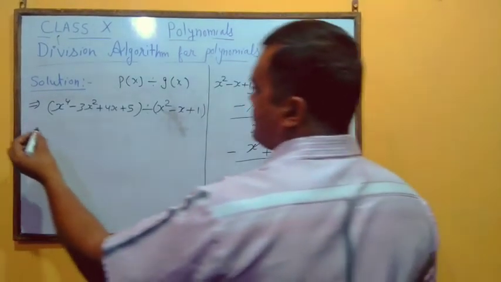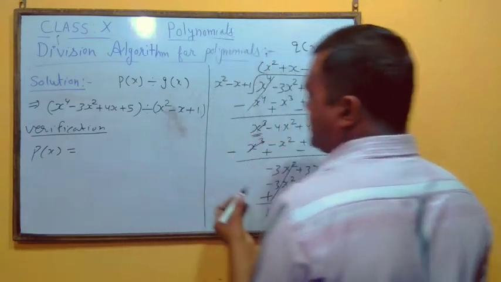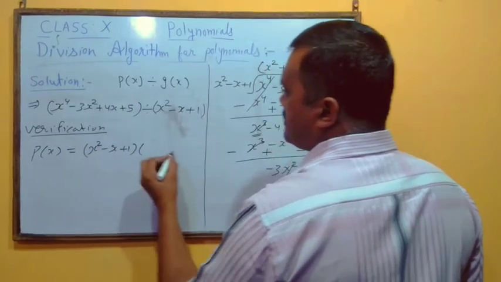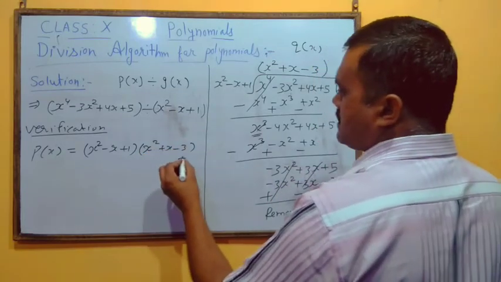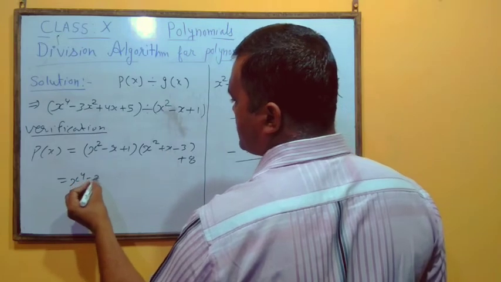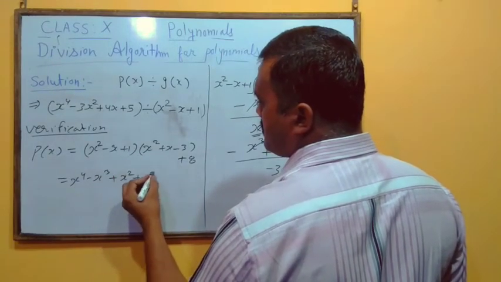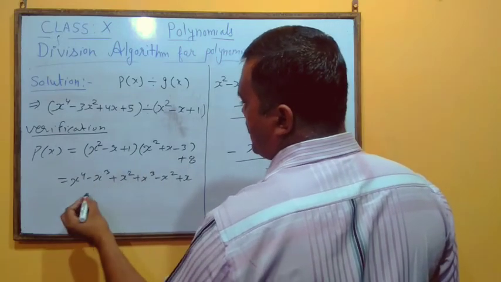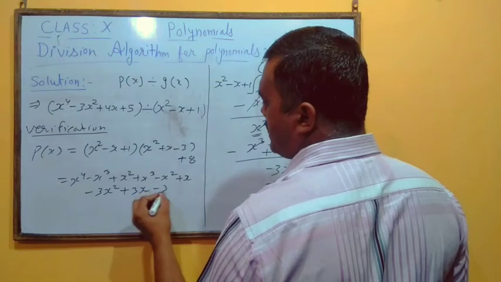Now let us verify the division algorithm. How to verify? So p(x) is equal to, let us check what comes. g(x) was x square minus x plus 1, and q(x) is x square plus x minus 3, and r(x) is plus 8. Now you can multiply the brackets. So x into x, x4, x into x minus x cube, x into 1 plus x square. Now x into x plus x cube, x into x minus x square, x into 1 x, then minus 3x square, 3 with x plus 3x, 3 with 1 minus 3, and finally this plus 8.